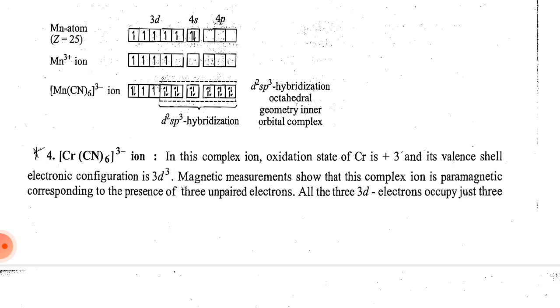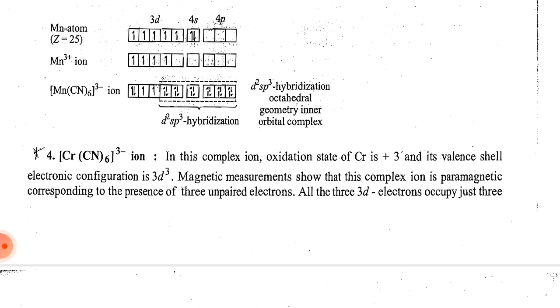If all electrons became paired, it would violate Hund's rule of maximum multiplicity. Manganese, atomic number 25: 3d5, 4s2, 4p is empty. After losing 3 electrons, the manganese atom changes into Mn3+. So in the 3d orbital, 4 electrons are present, and the 4s and 4p orbitals are empty.